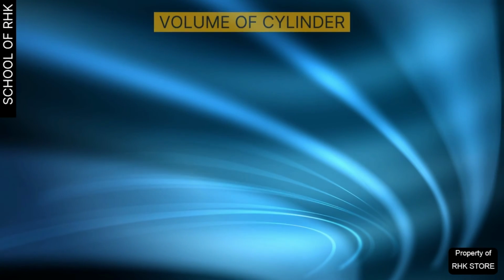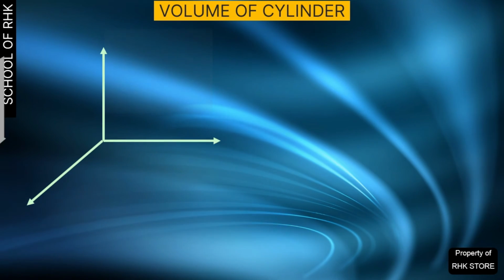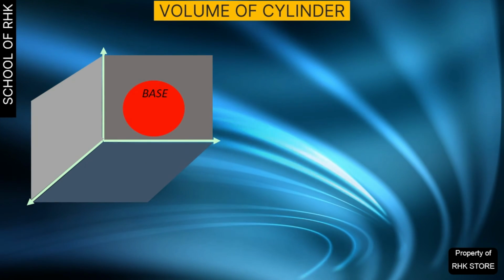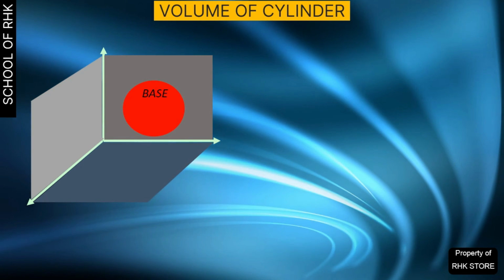Here we need to find the volume of the cylinder. The base of the cylinder is the original circle. As we learned in our tutorial, what is area in physics? The area of a circle is found by multiplying pi times its radius squared. Here the radius of the circle is 2 meters. So if we square that, we get 4 meters squared.